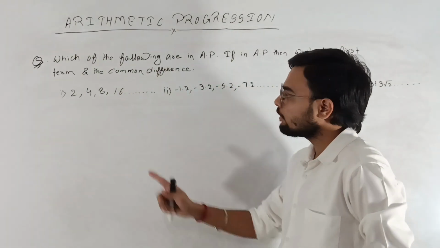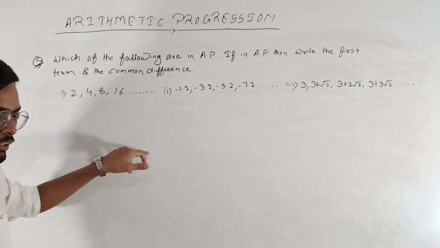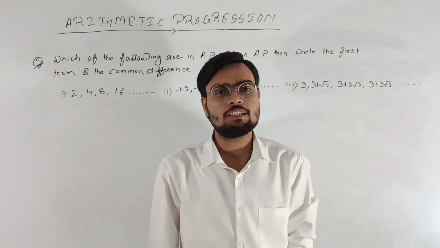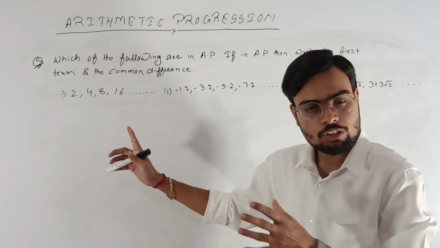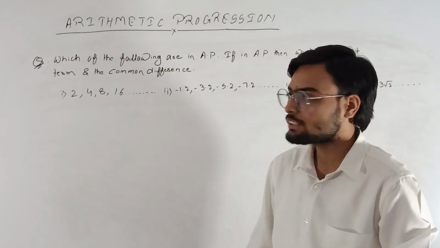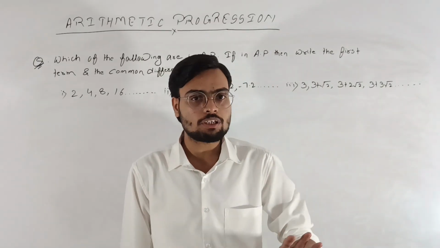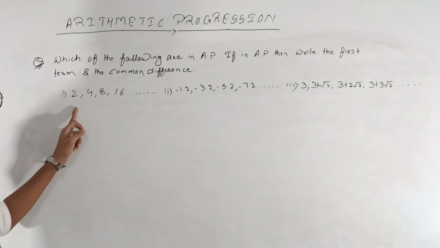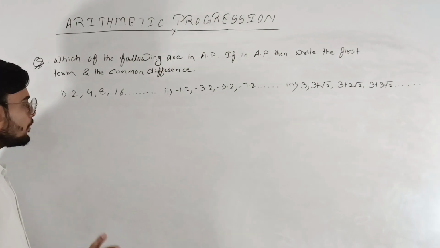Okay, so now let's check the first one. The first sequence is 2, 4, 8 and 16. Now look, whenever we have to check whether the terms are in AP or not, first we have to find the common difference. If the common difference is the same for each term, then we say yes, this is in AP. If the common difference is not the same, then we say this is not in AP. So first we have to find the common difference.